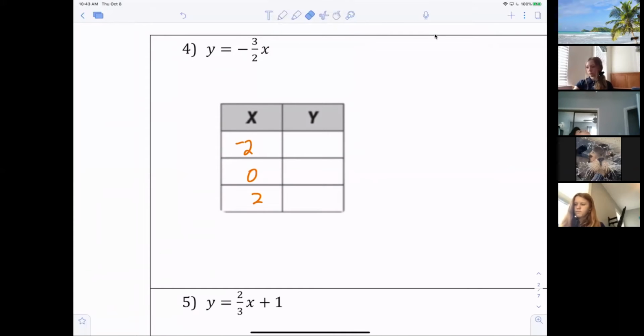Again, hopefully you feel pretty good about the calculator. Make sure you bring it with you every day. There's lots I can show you.